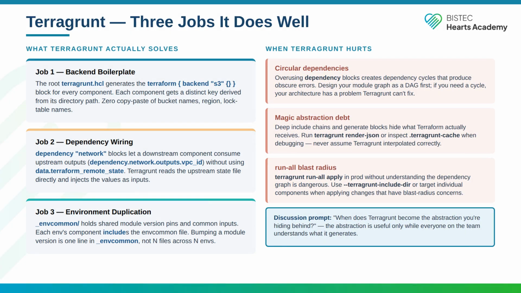Terragrunt is a thin wrapper around Terraform and OpenTofu that solves 3 specific problems well. It also introduces new problems when misused, so it is worth being explicit about both. Job 1. Backend boilerplate elimination.